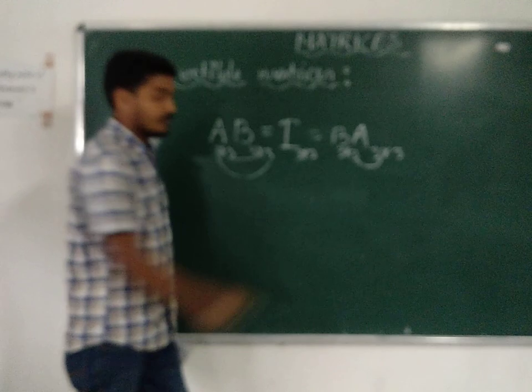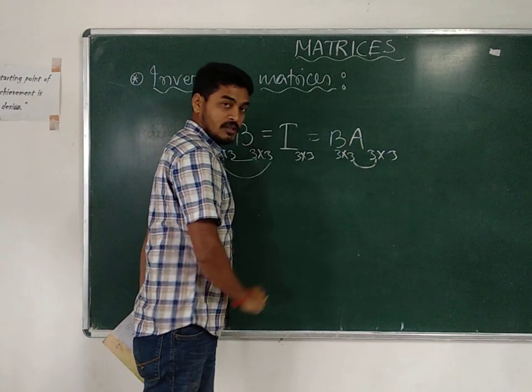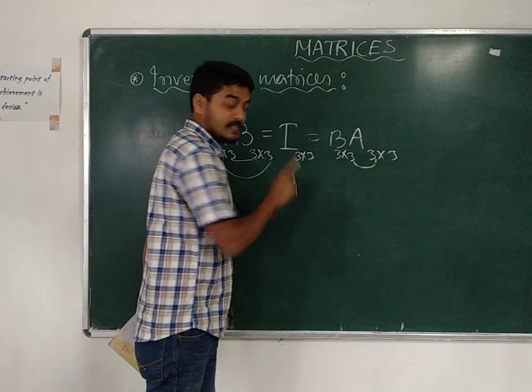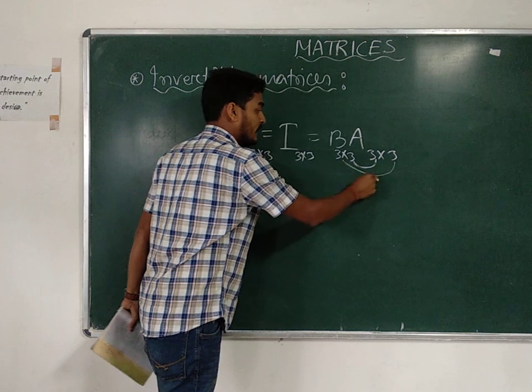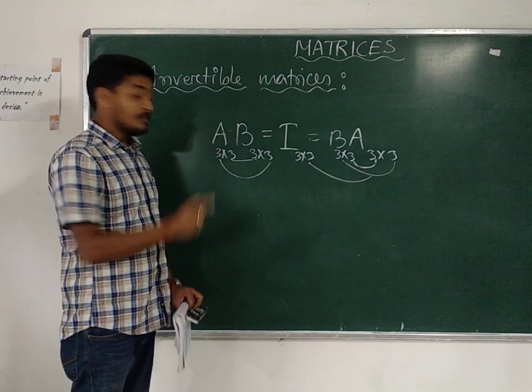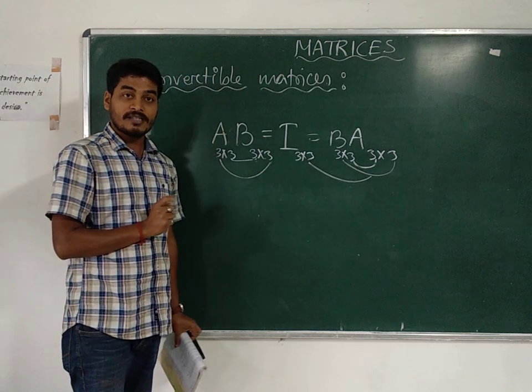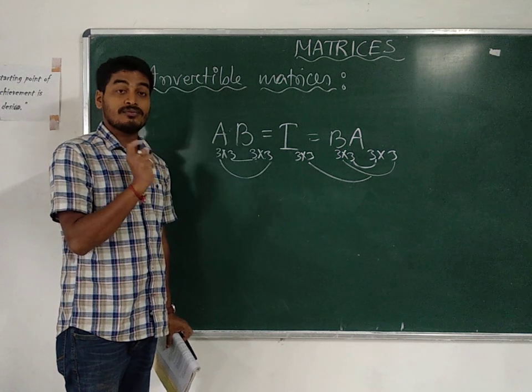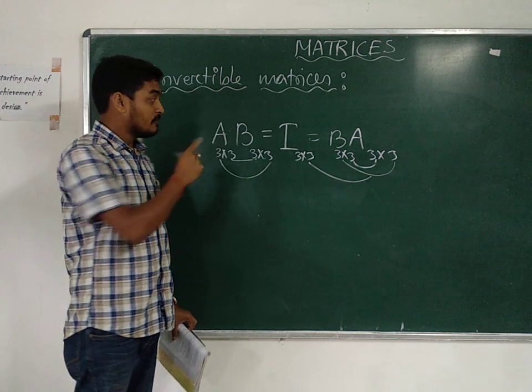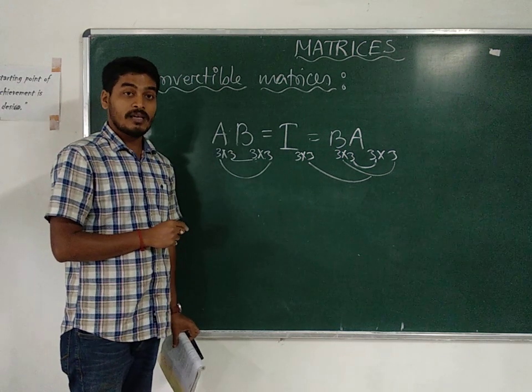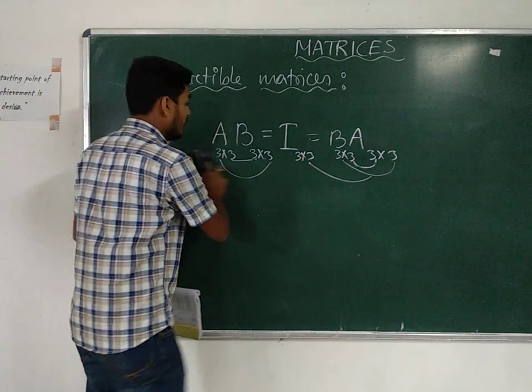So the number of rows is equal to the number of columns. The number of columns is equal to the number of rows. Then we can easily multiply. Multiplication exists. After the multiplication, what will be the order of the new matrix? 3 by 3. That means we say that if A and B are square matrices of the same order, then commutativity will exist. And in our regular matrices, where commutativity holds, we can find the inverse.